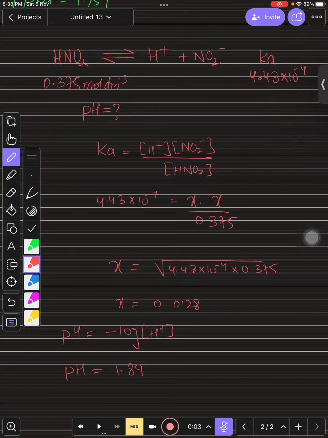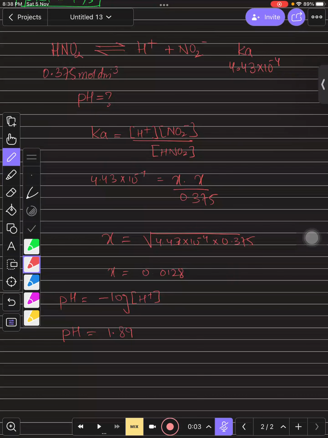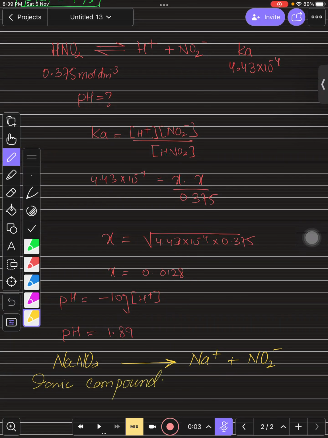Now let's talk about something more in this chapter. For suppose you have an ionic compound, for suppose I had NaNO2. This is an ionic compound, so it does not dissociate partially, it dissociates completely. So you need to remember that ionic compounds dissociate completely.